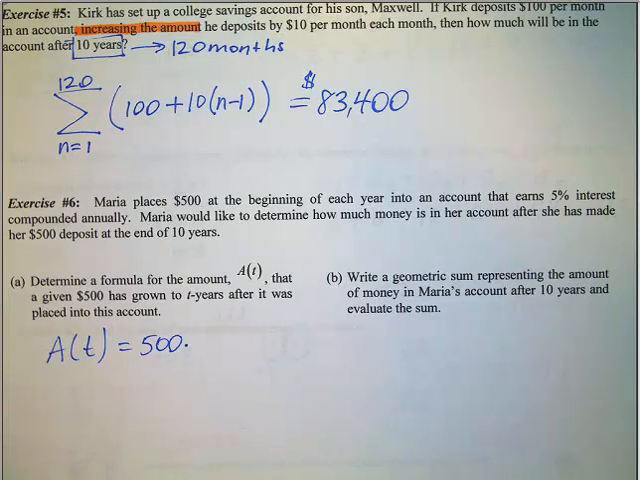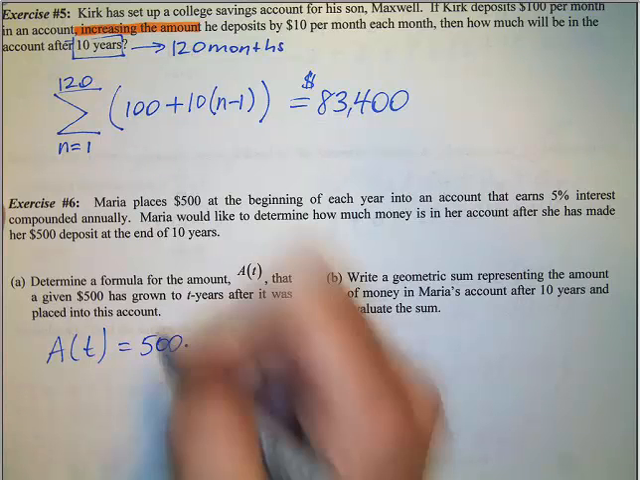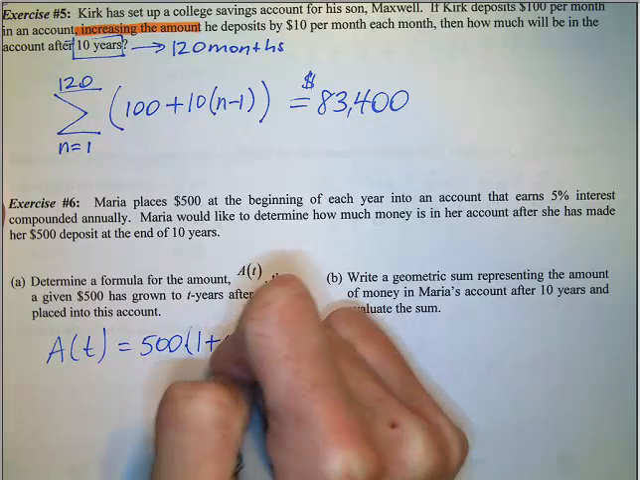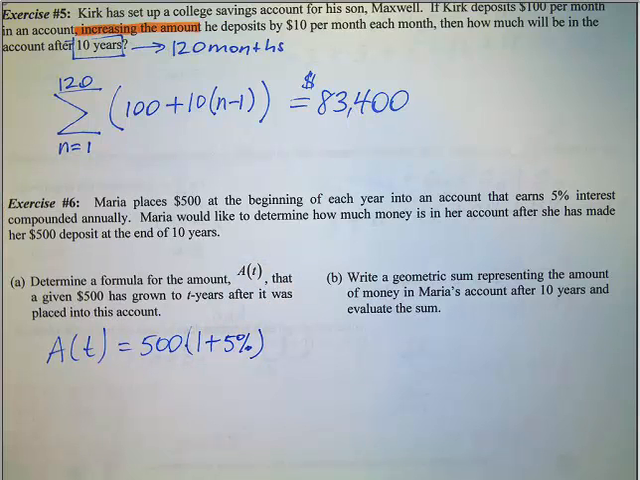We added to it how much? Well, it earns 5% interest compounded. So 1 plus 5%, and this should be jogging your memory from last unit. T years. Well, we don't know how many years, so there's our t. So this is an exponential equation, which is also us multiplying, so it's geometric. So write a geometric sum representing the amount of money in Maria's account after 10 years.